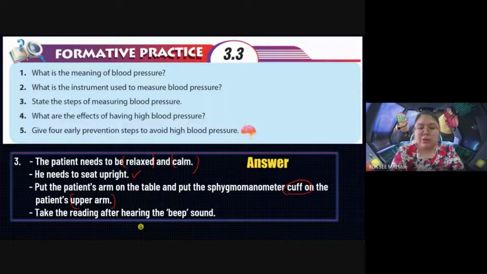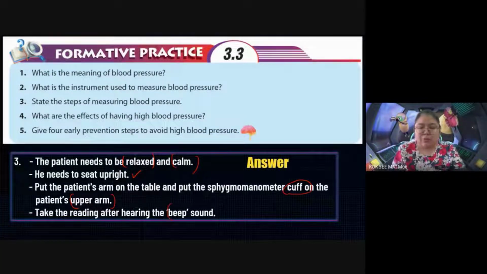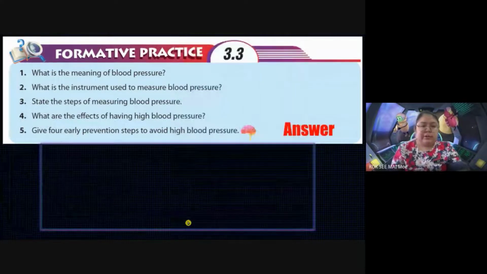Until it is automatic, then the air will slowly reduce. That means until you can get the beat sound. The beat sound means ready, finished. It shows the reading already. Then you go to read what the reading of the pressure is, systolic and also diastolic. Then we see number 4.